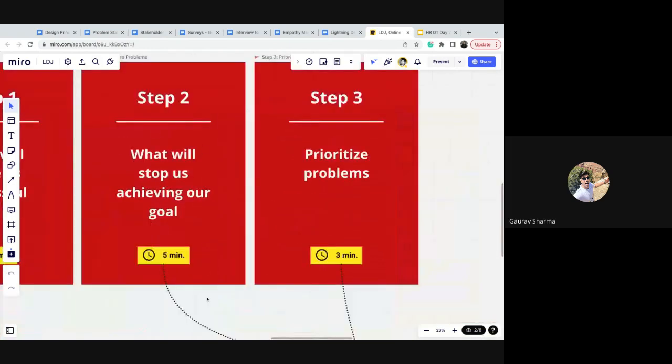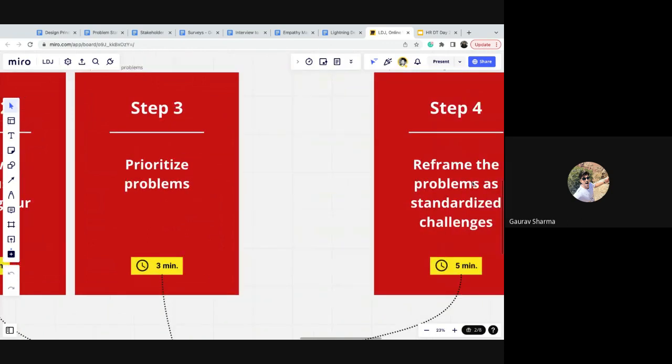Step three is to prioritize problems. So you might end up having so many problems that you would have defined here, right? What is stopping us? We don't have the system, we don't have the tools, we don't have the infrastructure, we don't have the right people, and all of that. But essentially, what is it that you'd want to solve today is the prioritization thing, right?